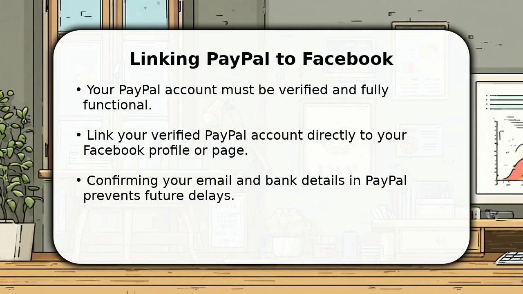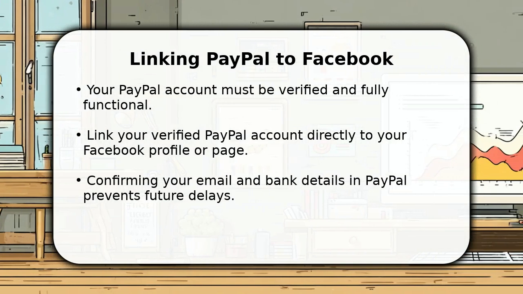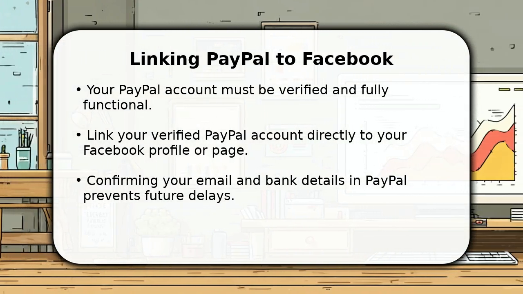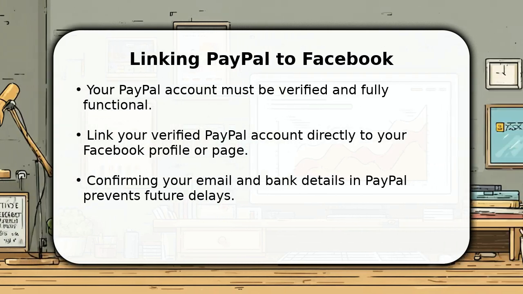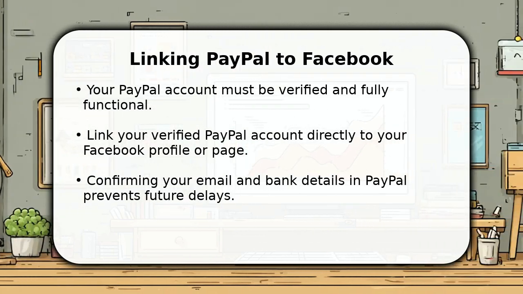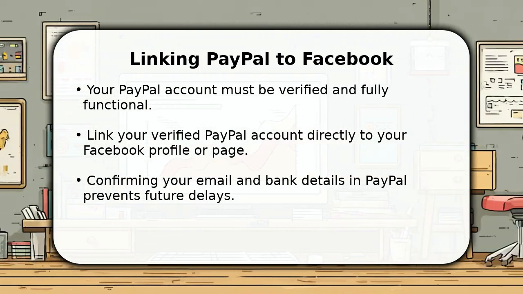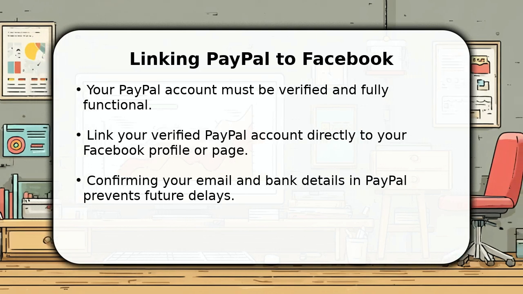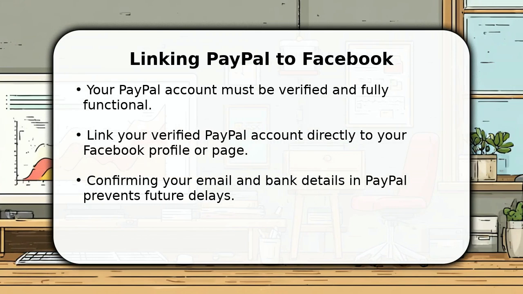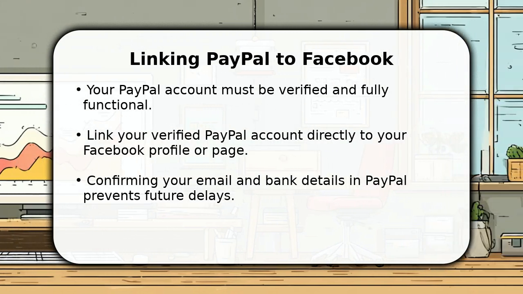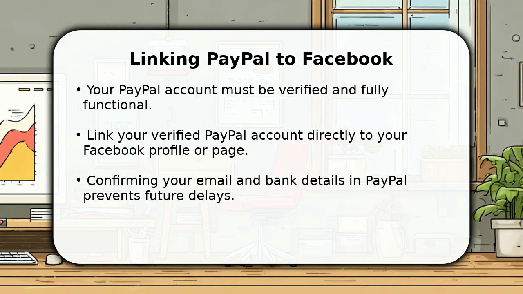In this video, I will explain how to use PayPal to receive money from Facebook. First, ensure your PayPal account is verified and fully functional, as this is a crucial step for smooth transactions. You will then need to link this PayPal account directly to your Facebook profile or page payout settings. This connection allows Facebook to securely send your earnings, making the process straightforward and efficient. Confirming your email and bank details in PayPal beforehand will prevent any future delays.